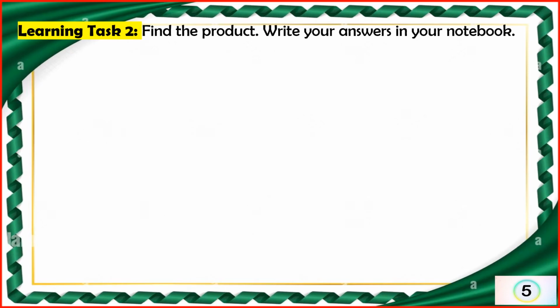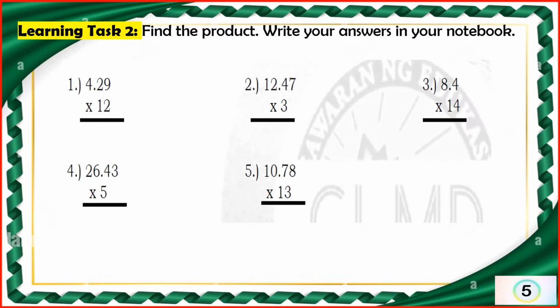Okay, for learning task 2, find the product and write your answers in your notebook. So we have number 1, 4.29 multiplied by 12. Number 2, we have 12.47 times 3. Then number 3, 8.4 times 14. Then number 4, we have 26.43 times 5. And then number 5, 10.78 times 13.